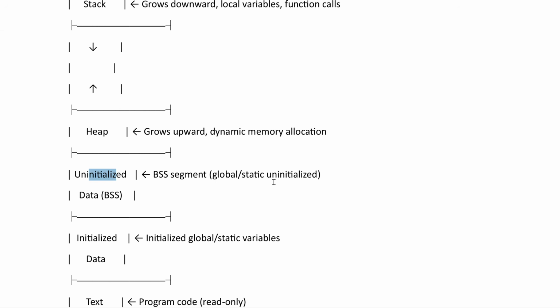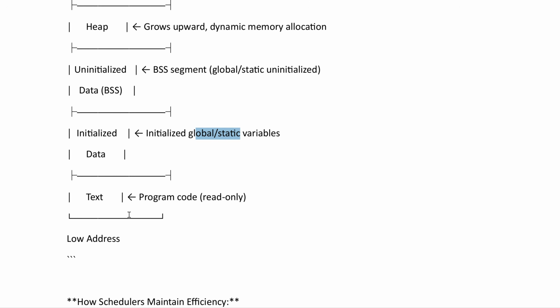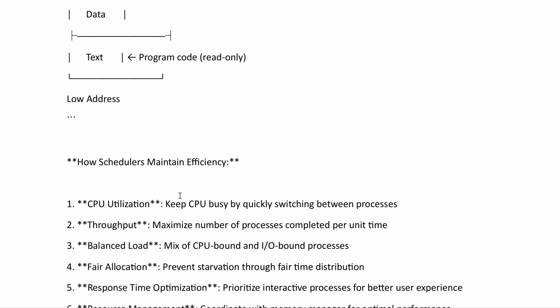Some part is uninitialized, that is, some global and static variables are uninitialized. Then comes the initialized portion, where the globals and static variables are initialized. Then comes the text, that is the program code.